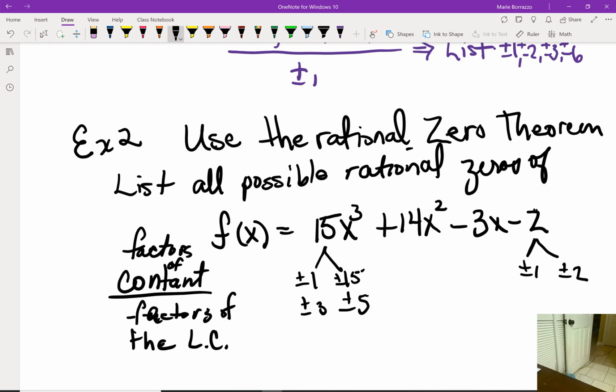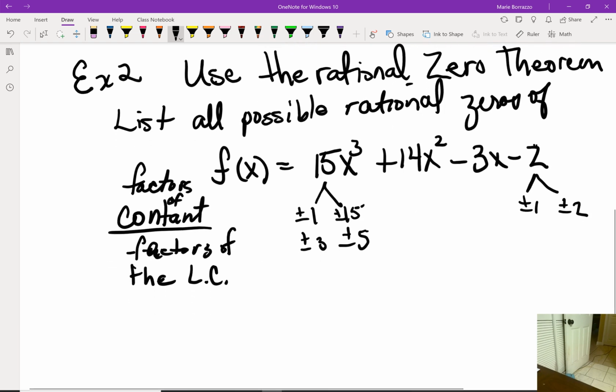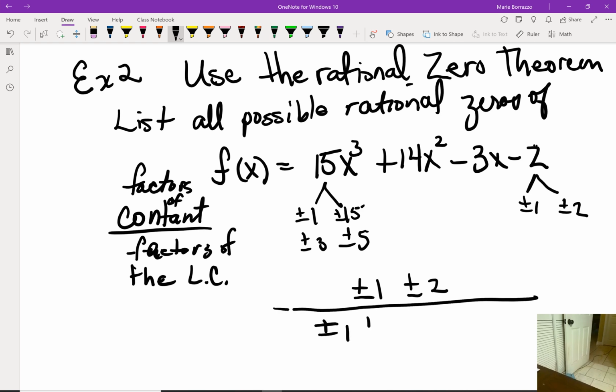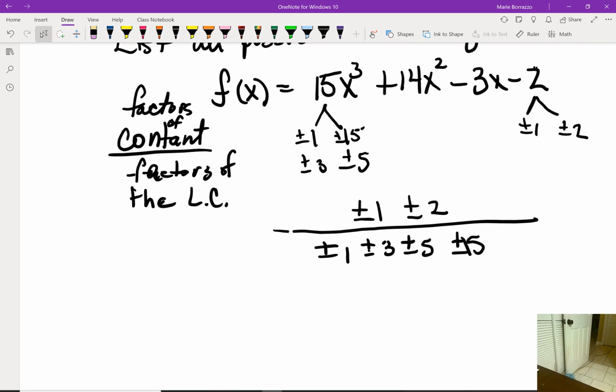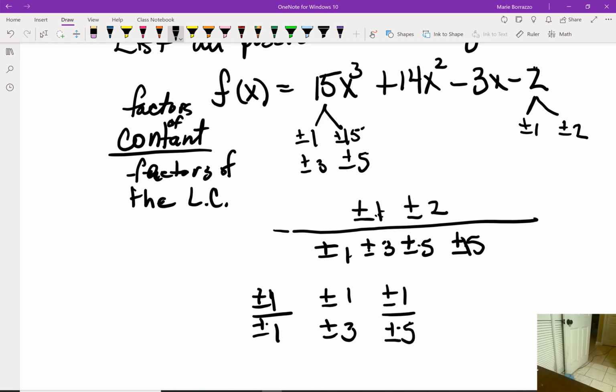All right, and now we write them in that same top to bottom order. So we'll start with plus and minus 1, and plus and minus 2. And all of this is over plus and minus 1, plus and minus 3, plus and minus 5, and plus and minus 15. Now, you notice here you're going to end up with several fractions. So we start with 1 over each of these, respectively. So I'm going to end up with plus and minus 1 over plus and minus 1. You have plus and minus 1 over plus and minus 3. You have plus and minus 1 over plus and minus 5. Each of these obviously resulting in at least 2 to 3 or possibly 4 possible categories. And then plus and minus 1 over plus and minus 15.